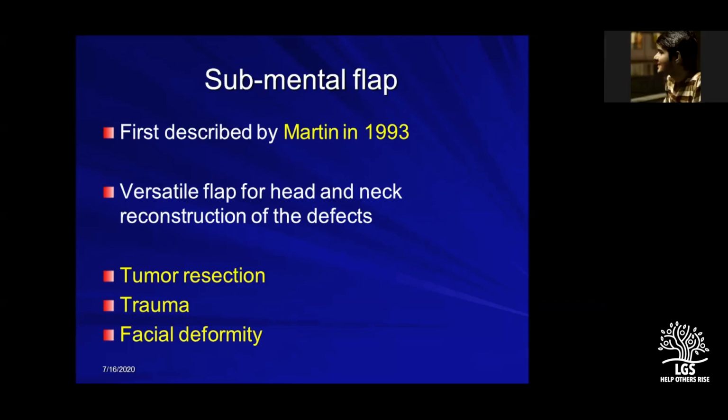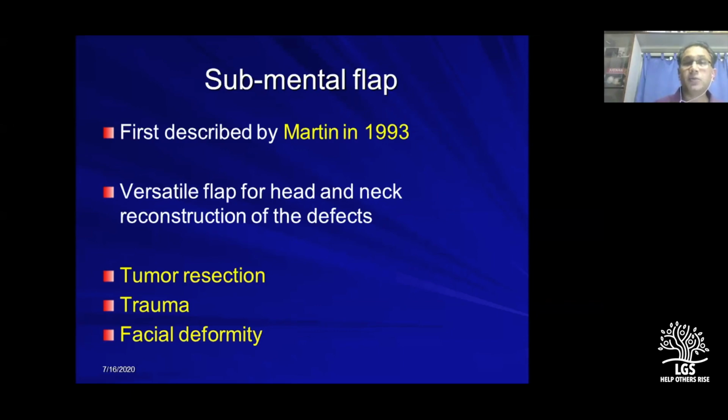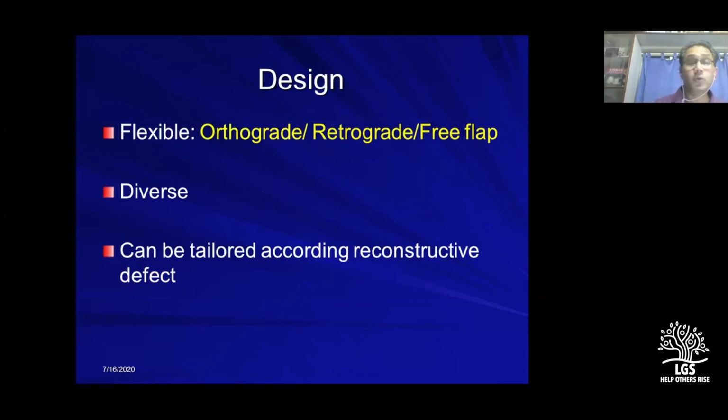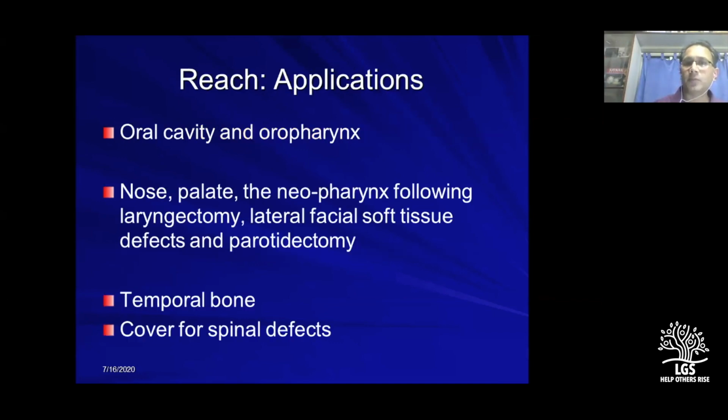The submental flap is something that's not new. It's been there for close to 3 decades, described initially by Martin. Initially, it was very popular, used quite a lot. It lost popularity, and now it's actually regaining to a great extent. It can be used not just in tumor, it can be used in trauma, facial deformities. You could have a very flexible design. You could use it in an orthograde manner, that is the blood supply from the submental branch of the facial artery, which comes up to 5 to 6 centimeters from the facial trunk. You could use it as a retrograde, that is the blood supply from above, or you could use it as a free flap as well. And again, you could tailor it based on the requirements of these patients.